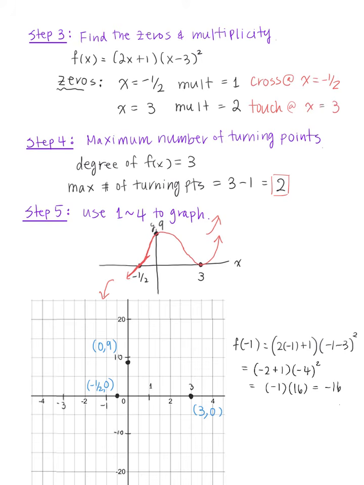So for sure, the graph is going to go through, when x is negative 1, your y value is going to be negative 16. So that's an extra point that we can plot. So maybe that will be negative 1 and then negative 16. So that's 15, like maybe right here. All right, so that was the negative 1, negative 16. Okay, so I think we're good to go. So ready? So let's just connect.